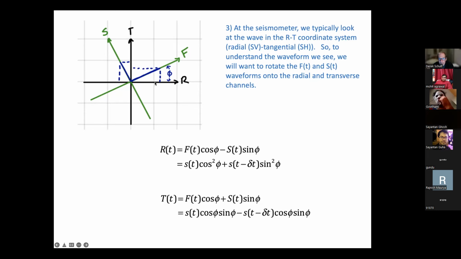Now what we observe on our seismometer is the radial and transverse channels. So we have to take the fast wave and project it onto the radial and transverse channel, and then add in the slow wave. This is just trigonometry. The radial channel has the source time function of the original earthquake times cosine squared of phi, where phi is the fast axis angle orientation with respect to the radial channel, and then s of t minus dt sine squared phi. So this is the slow wave and this is the fast wave. And the transverse channel looks like this.